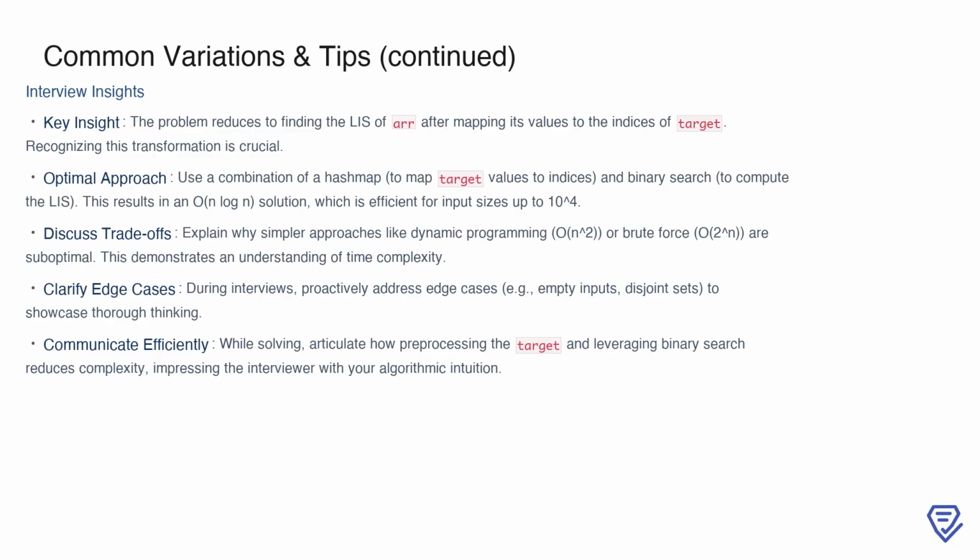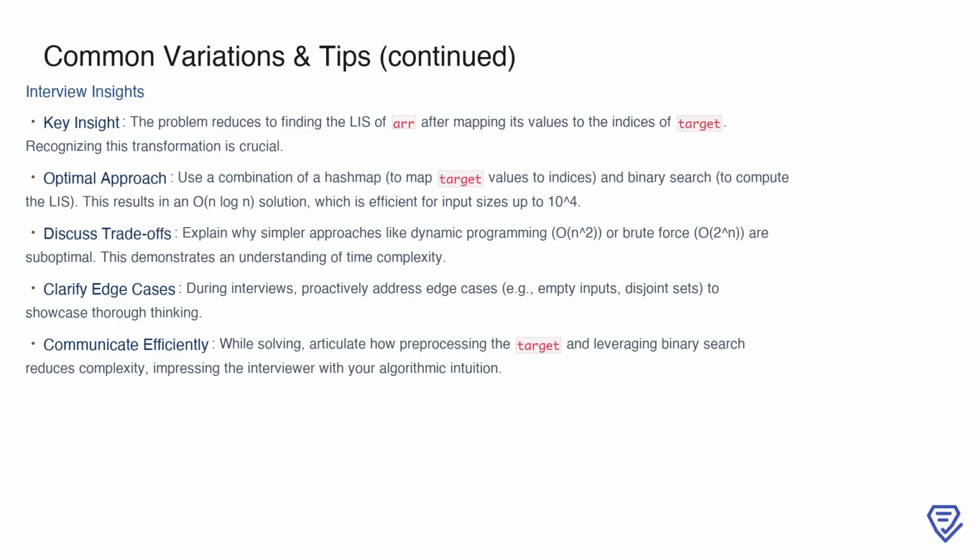To achieve this, you should use a combination of a hash map for mapping target values to indices, and binary search for efficiently computing the LIS. This results in an O(n log n) solution, which is highly efficient and scales well for input sizes up to 10,000. It's also important to discuss trade-offs.